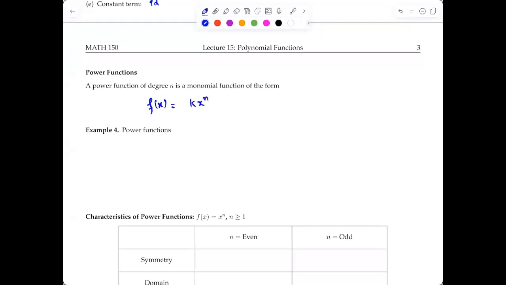Monomial because you only have one term in your function. You with me on that? Polynomial means many terms. Cool. All right, so monomial, just one term. Here you have k to be the coefficient. And k and n are real numbers.